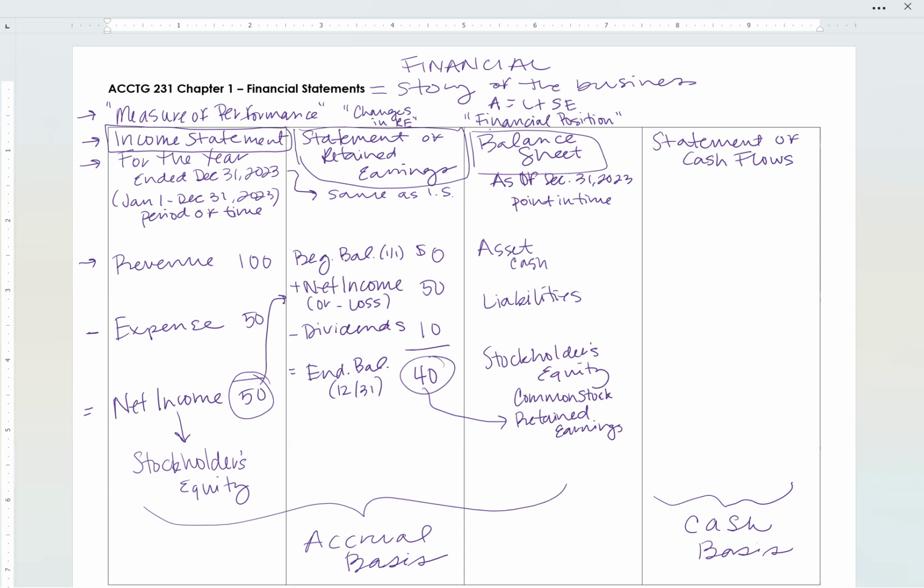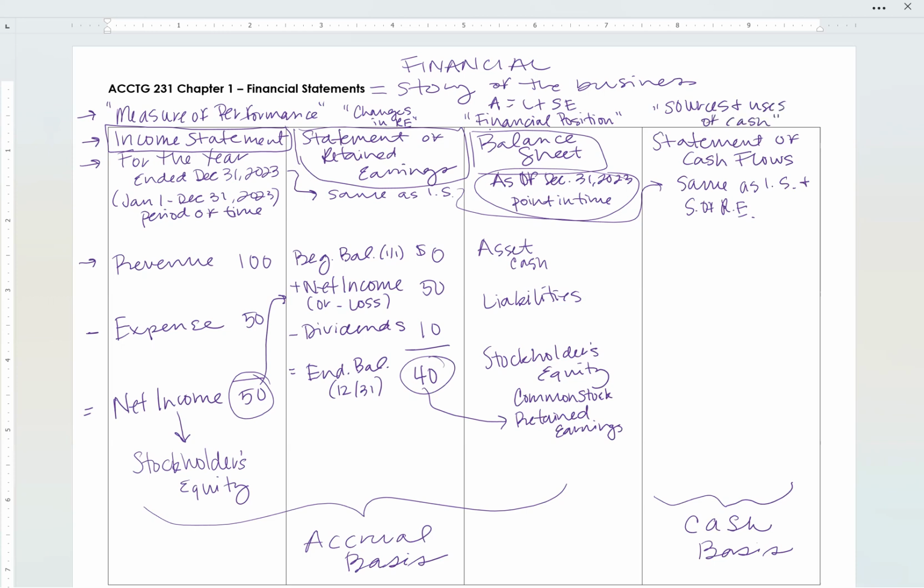Now, this one is going to be the same date, so same time period as the income statement and statement of retained earnings. Remember, the balance sheet is the only one as of a point in time. So what goes on our statement of cash flows? Well, for right now, we're going to keep it fairly simple. This is going to include all of our sources and uses of cash in the business.